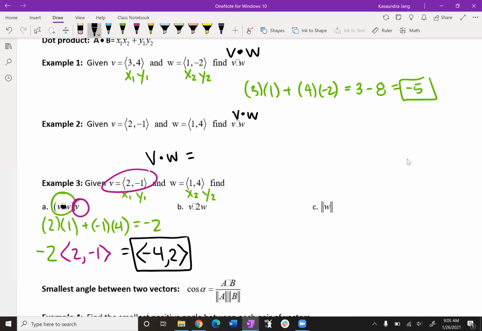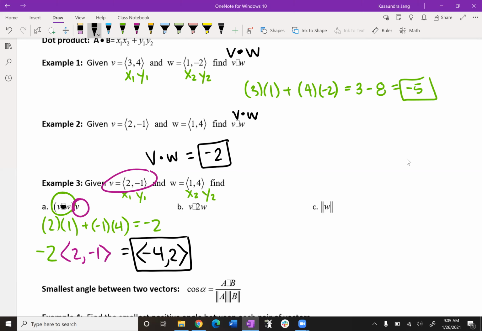All right, and then Shara, what did you get for example 2? I got -2. -2. All right, is that what we all got? Yeah, that's what I got as well. Nice. -2. Okay, so that was my v dot w.